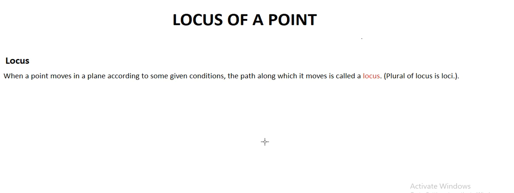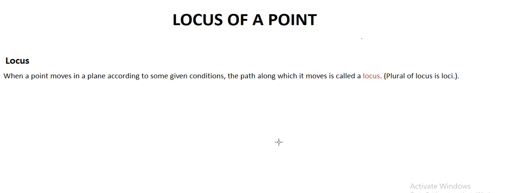Hi everyone, in this video we are going to discuss the topic locus of a point. So what is the locus of a point? When a point moves in a plane according to some given conditions, the path along which it moves is called the locus. That is, we will be given some condition and based on that condition a point moves in a plane. The path along which that point moves is called the locus of that point.